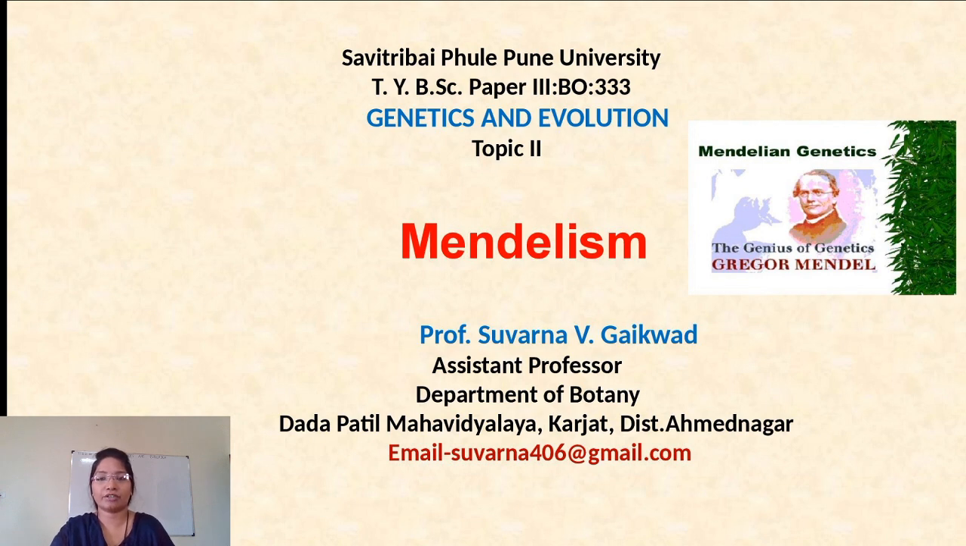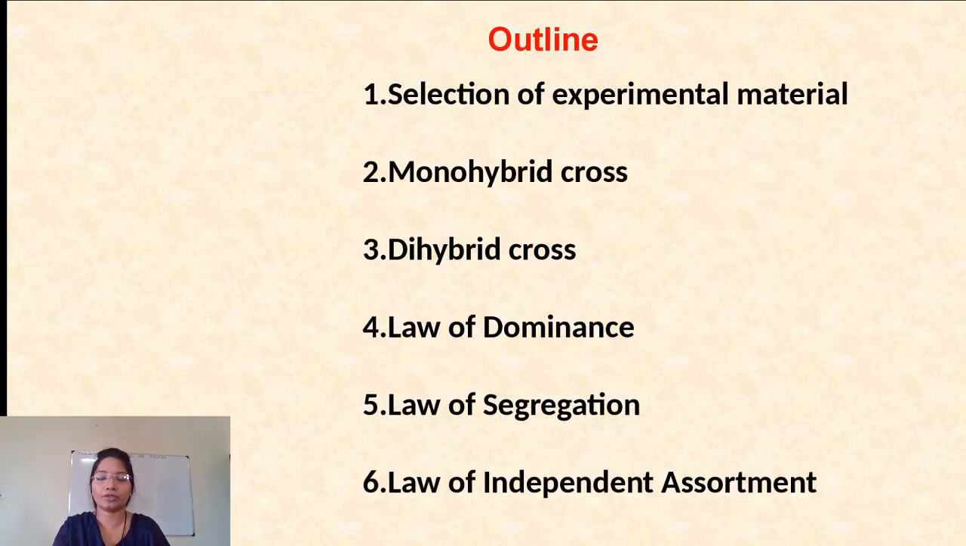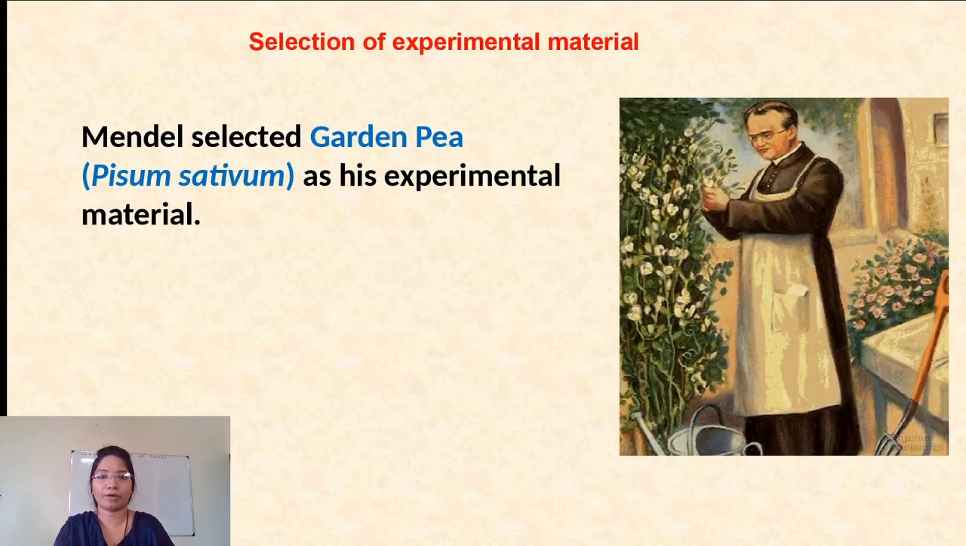In previous lecture, we have seen introduction of genetics. In that, we have studied branches of genetics, applications of genetics, and genetic terminologies. In today's session, we are going to discuss selection of experimental material, monohybrid cross, dihybrid cross, law of dominance, law of segregation, and law of independent assortment. Let us see one by one.